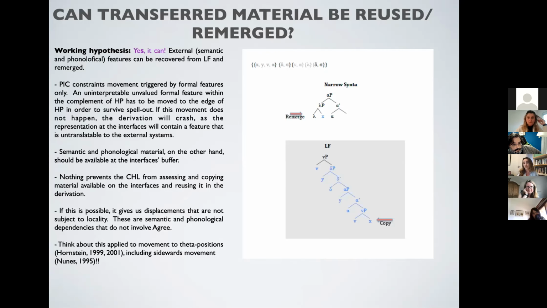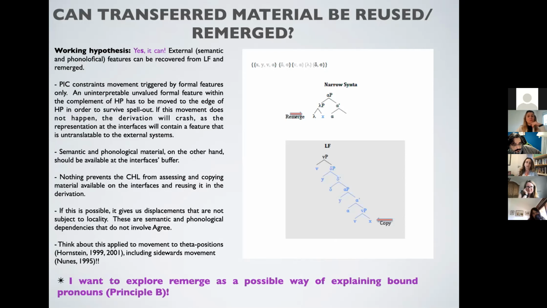That's what I'm interested in here. If this is possible, it gives us displacements that are not subject to locality. These are semantic and phonological dependencies that probably do not involve Agree. I want to think about that as applied to movement to theta positions à la Hornstein, including sidewards movement à la Nunes. And I want to explore remerge as a possibility of explaining bound pronouns, Principle B.